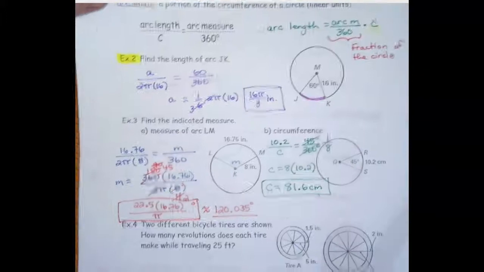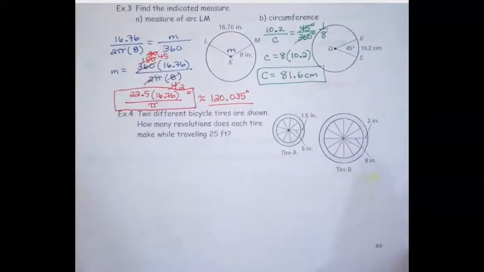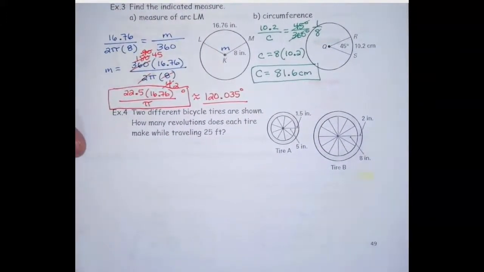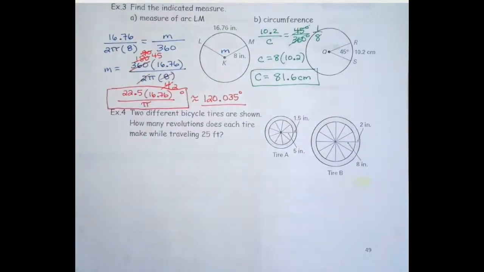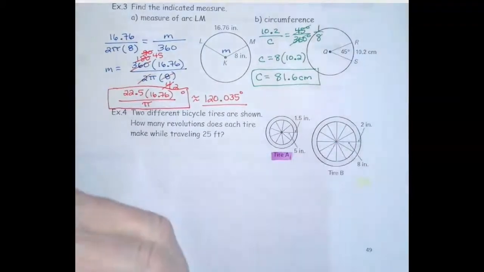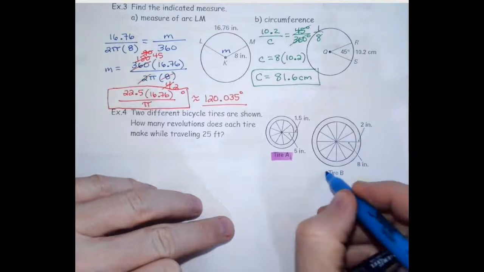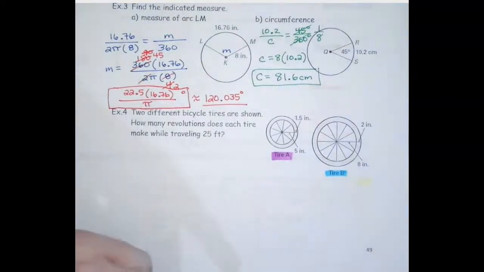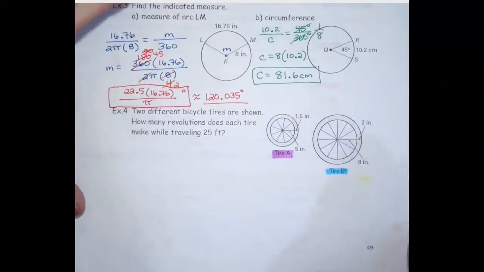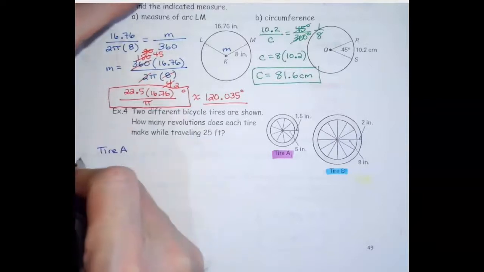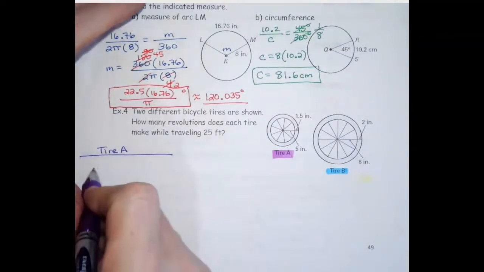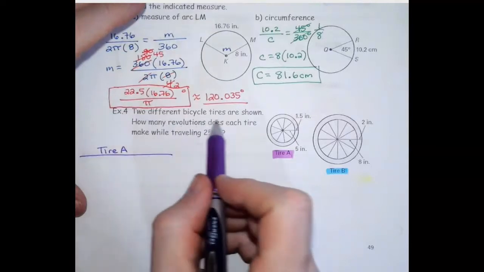Okay, now we're down to our last question. It is a little bit cumbersome, so let's just get right into it. So we'll look at tire A in purple and tire B in blue. Okay, you don't have to do it in purple and blue. That's just what I have handy here. So, okay, so I'm going to look at tire A first. So tire A. Okay, so 2 different bicycle tires are shown.